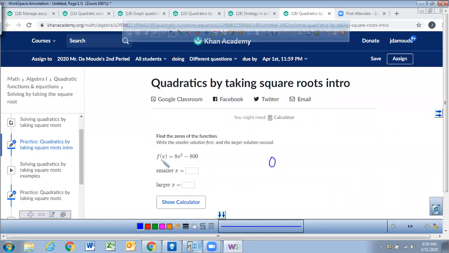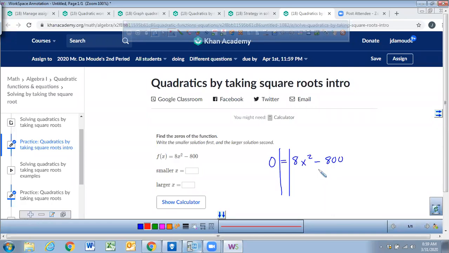So I want you guys to make f of x, which is your y value, equal to 0. We're going to make 0 equals 8x squared minus 800. So now all we're going to do is solve for x. So here's our equal sign. First step, what are we going to do to both sides to get 8x squared by itself? Anybody can call out.